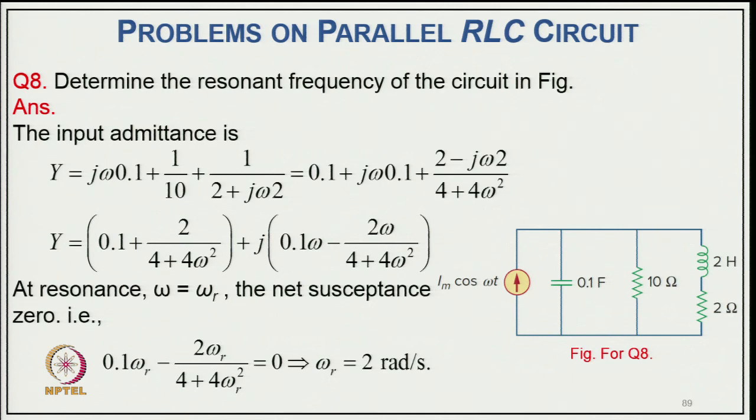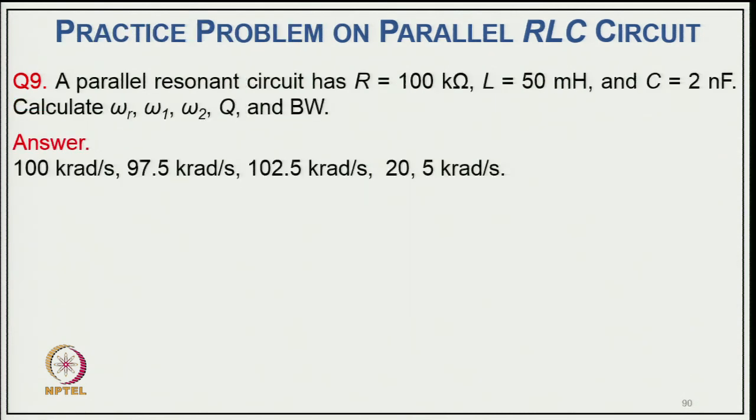So, at resonance omega equal to omega r, net susceptance is 0, hence the imaginary quantity becomes 0. So, that is 0.1 omega r equal to 2 omega r upon 4 plus 4 omega square. So, that comes omega r equal to 2 radian per second.